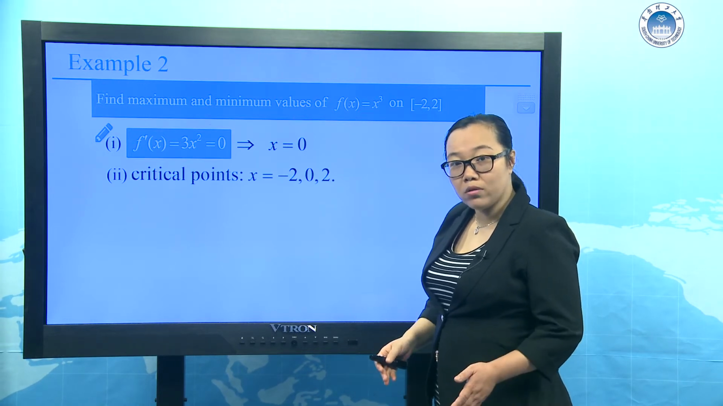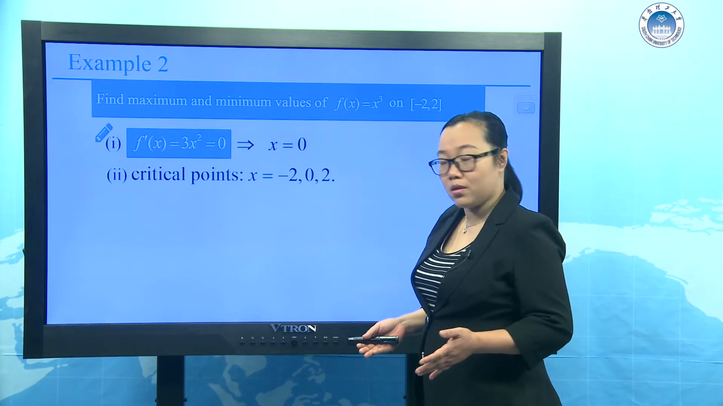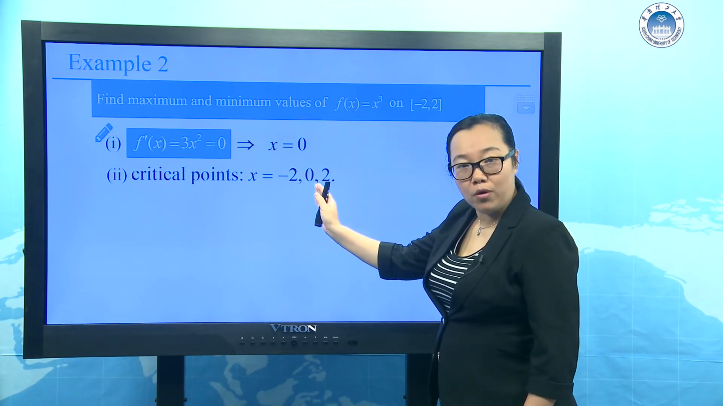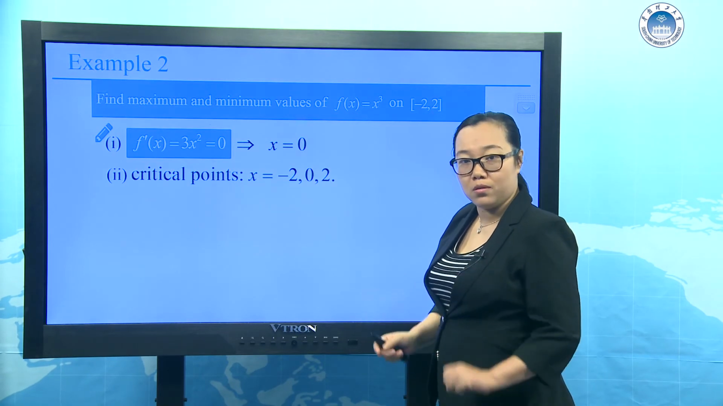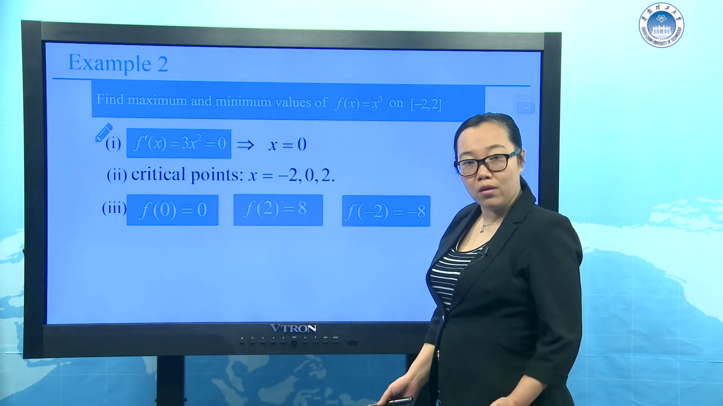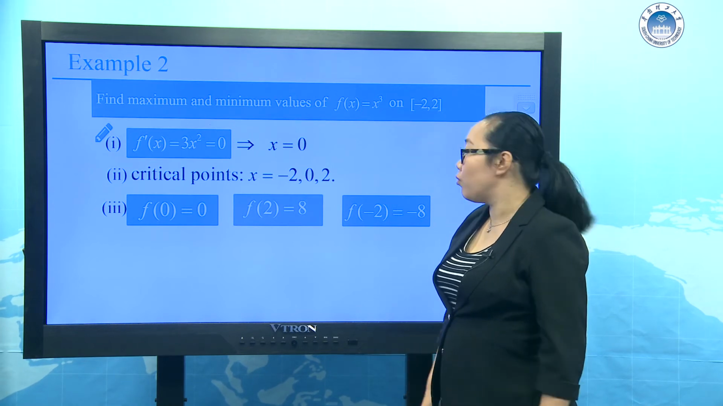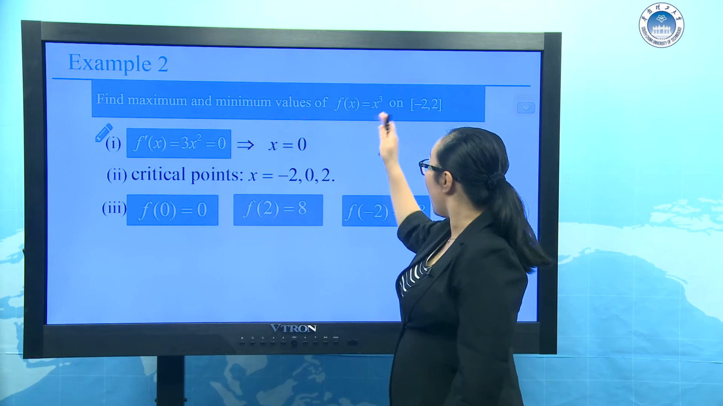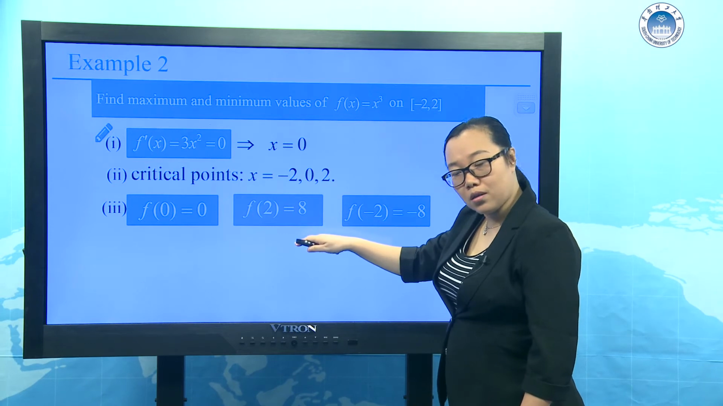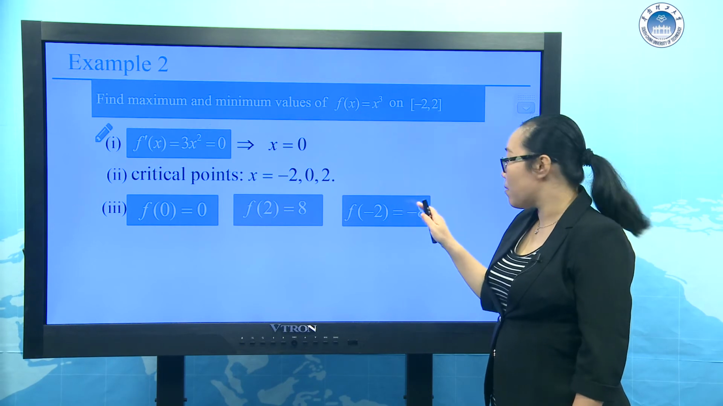Step 2, count the number of critical points. What is our critical point? Yes, consider the endpoints, minus 2 and 2, and the stationary point together. There are 3 points: minus 2, 0, and 2. Step 3, evaluate the values of the function at the different critical points. f0 equals 0. f2 equals 2 cubed, which means 8. f minus 2 equals minus 2 cubed, which means minus 8.